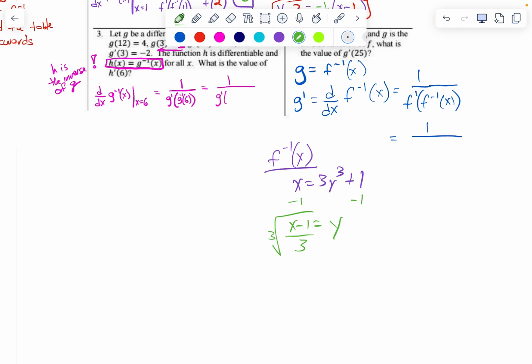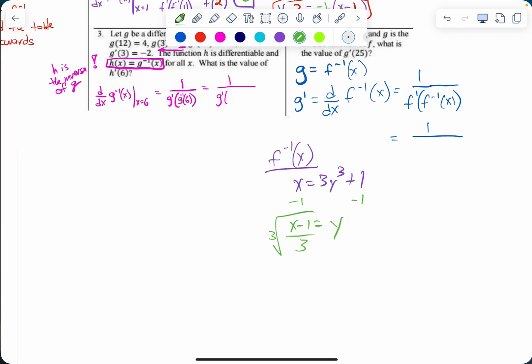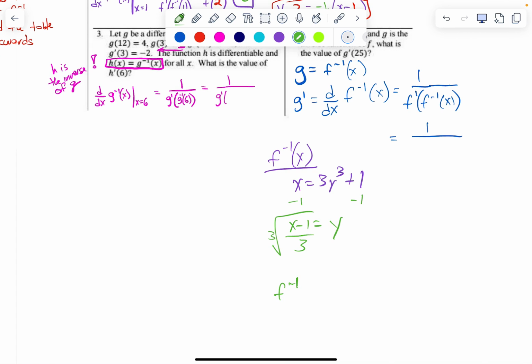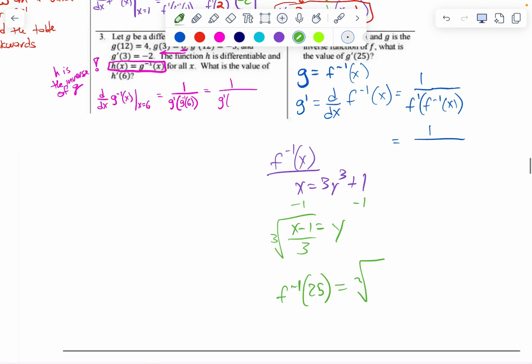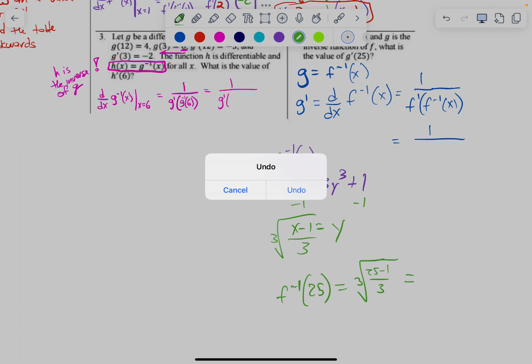Okay. So really what we're after is f inverse of 25, right? So to plug it in, we're looking for this. Now we actually have the inverse function. But let's go ahead and plug that in. So the cube root of 25 minus 1, all over 3. Chloe, what do you got there?